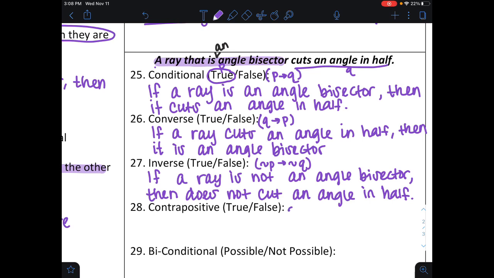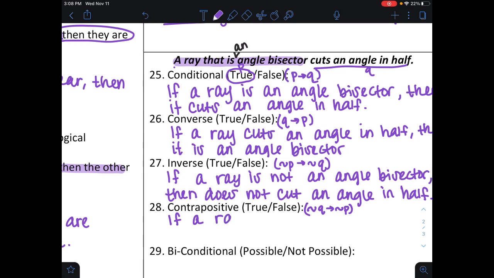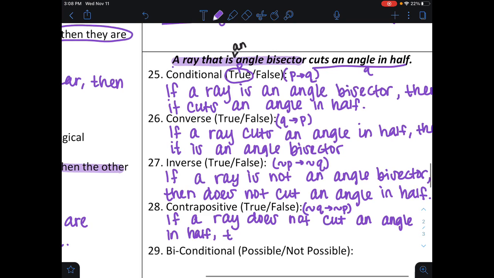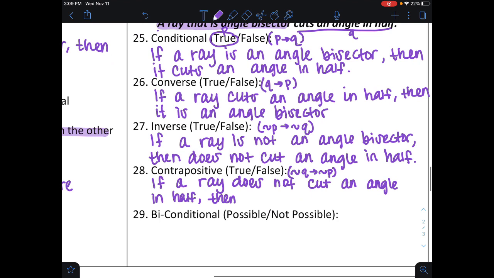Contrapositive, don't forget that's going to be not Q, not P. So it switches spots and it becomes not. So if a ray does not cut an angle in half, then it is not an angle bisector.